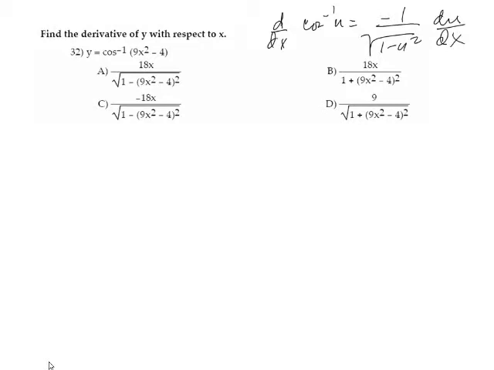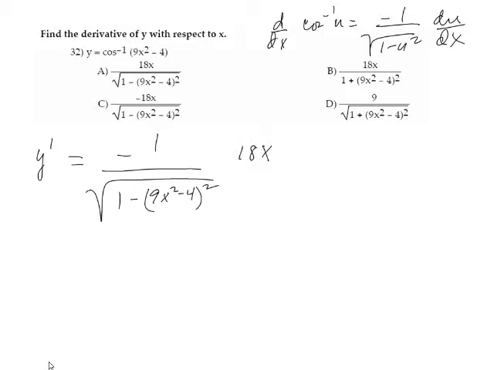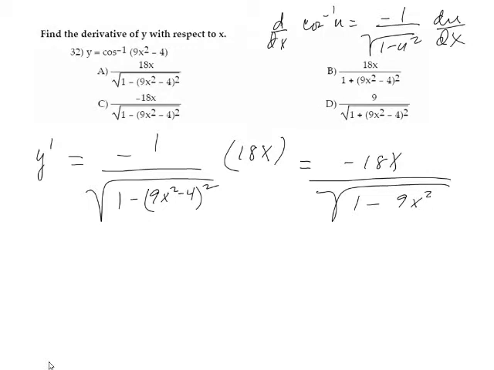So y prime equals minus 1 over the square root of 1 minus u squared. Now u, notice, is 9x squared minus 4, quantity squared, times du/dx, which is 18x. So we get minus 18x over the square root of 1 minus 9x squared minus 4 quantity squared. And it looks like that answer is C.